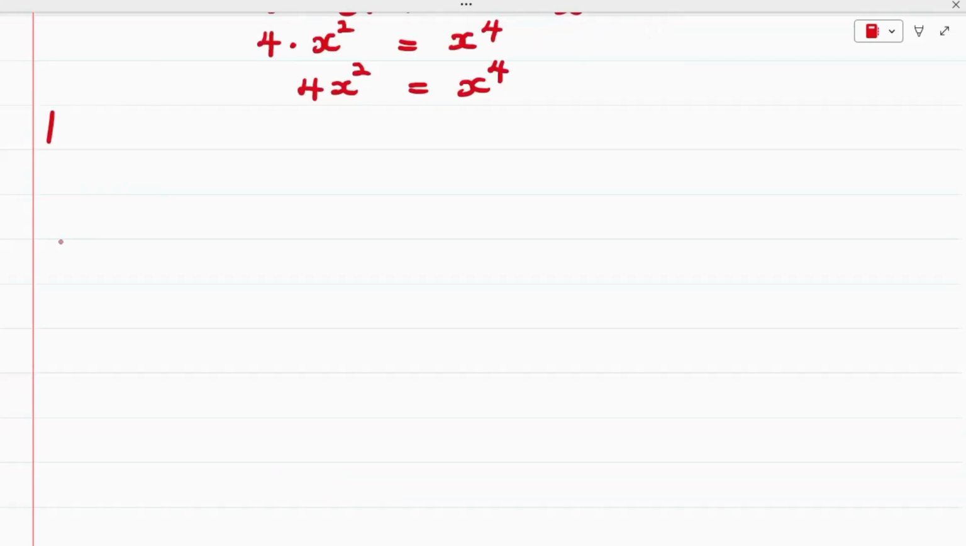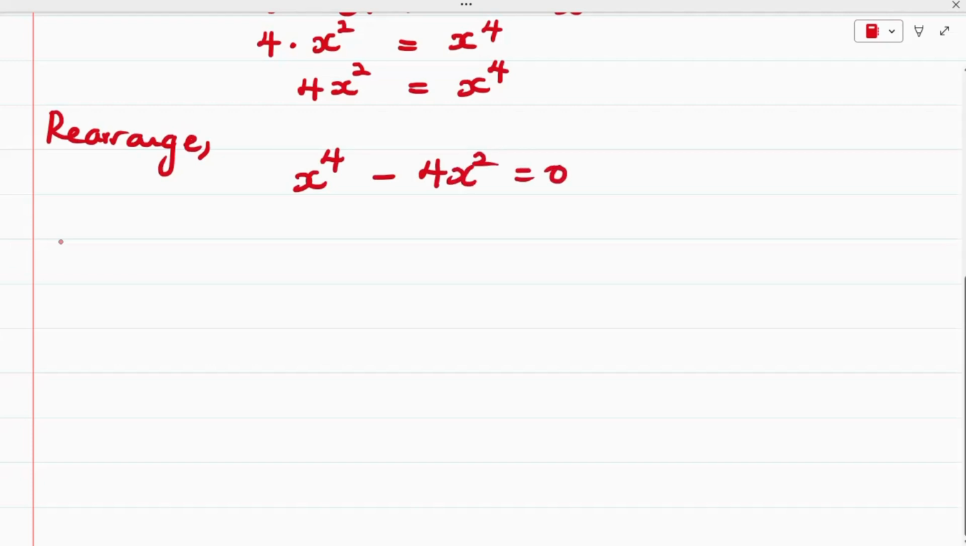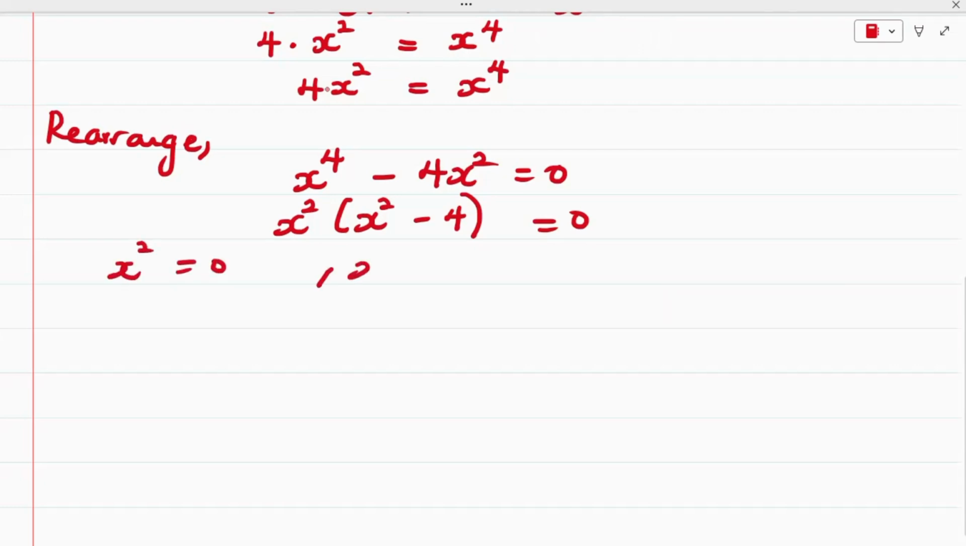The next thing we want to do is to simply rearrange this equation and set it to 0. So we have x raised to the power of 4 minus 4x squared equals 0. So we want to simply factor out the common term, and the common term here is x squared. If we factor this out, we have x squared times x squared minus 4, and this equals 0. So from here we have x squared equals 0 and x squared minus 4 equals 0. So we have x equals 0.